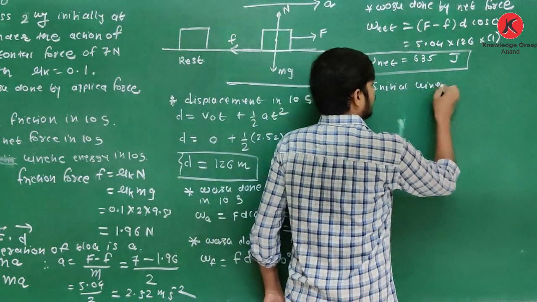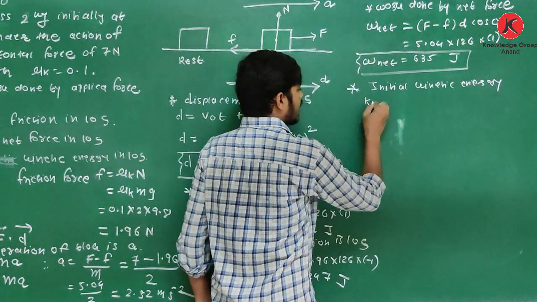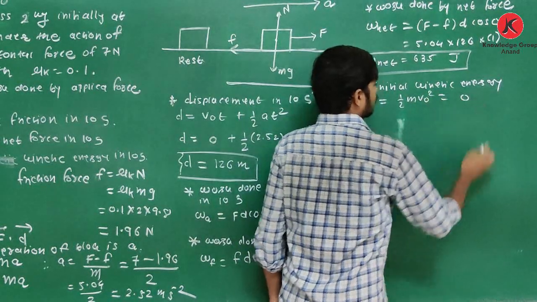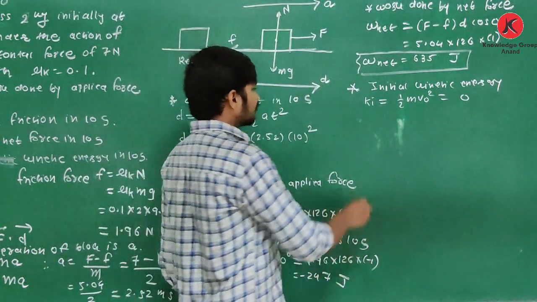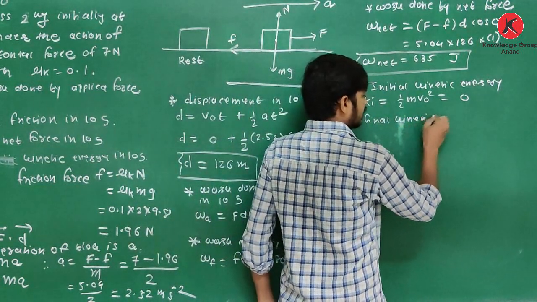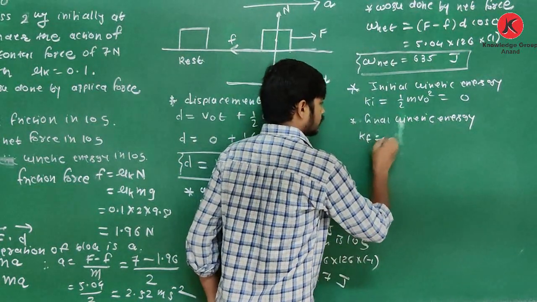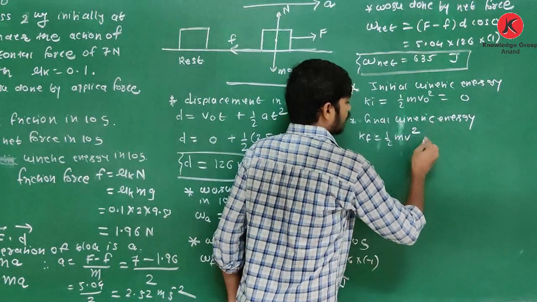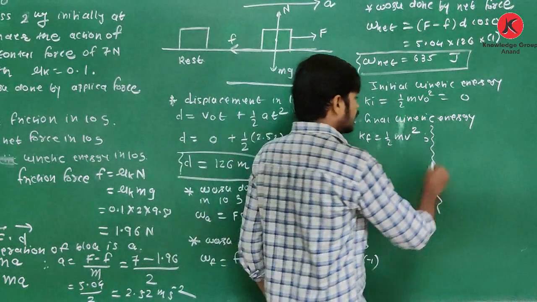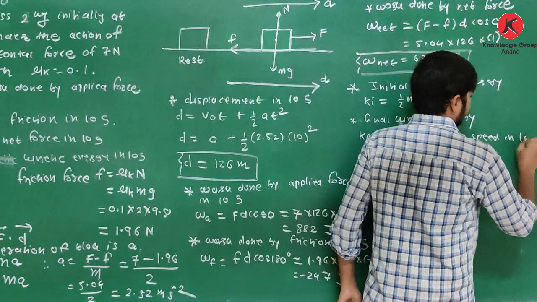Initial kinetic energy Ki is equal to half m v0 square, which is equal to 0. Yes or no? Now how to find final kinetic energy? Final kinetic energy Kf is equal to half m v square. What is v? V is the speed in 10 seconds.